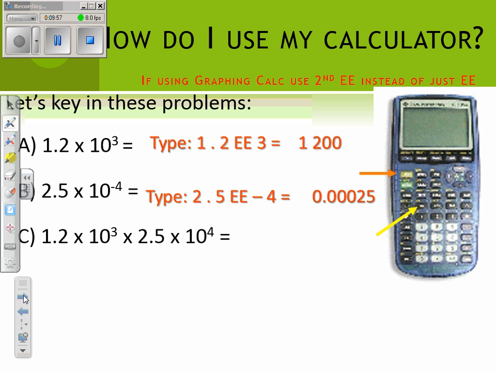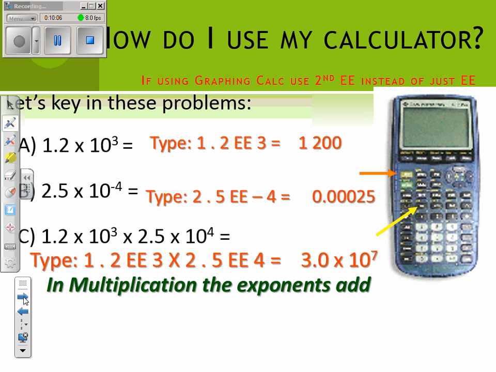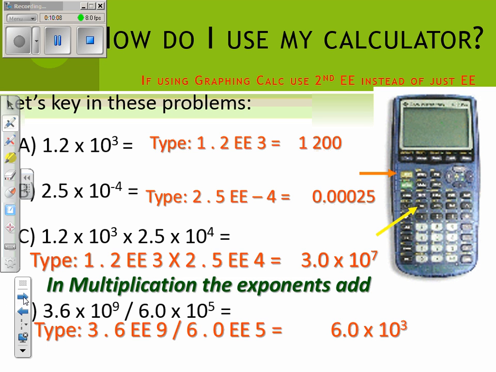Then if you multiply these, again, it's really easy in your calculator because you just use the EE button, and the EE button represents this times 10, so don't put the times 10 in there. And then you would be able to do this division as well. Again, the EE button represents the times 10.